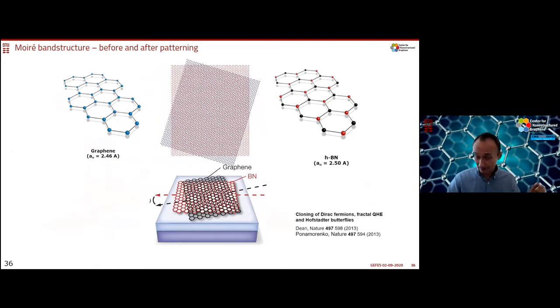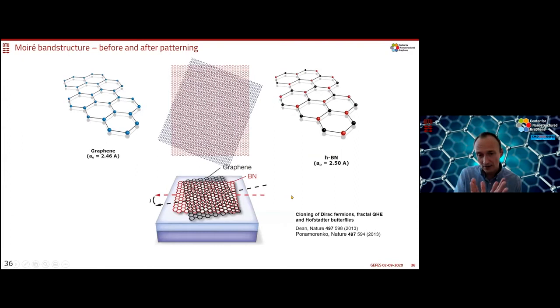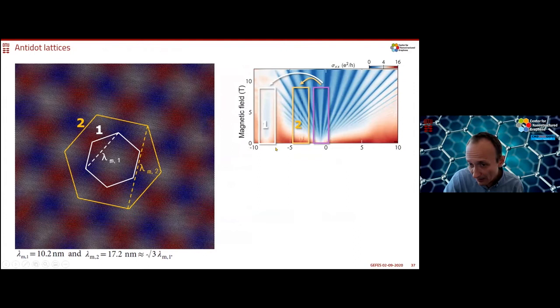5-6 years back, people started to look into this and noted that the Landau fan could be cloned along the energy axis. I'll show you what I mean here. So this is our Landau fan here, and then you see a replica here. And this is actually also a replica of this structure here. So you see these kind of mini gaps. You can imagine this is the energy axis.